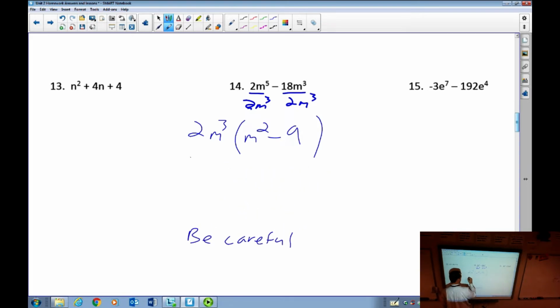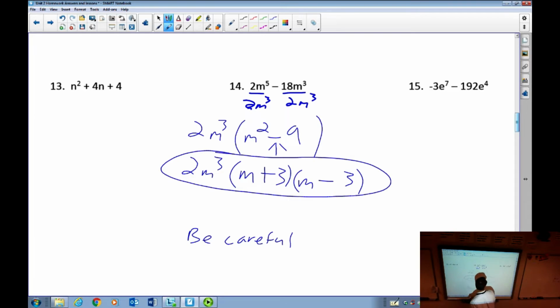So let's see here. So we have 2m cubed, and then we actually have m times m, and the square root of 9 is 3, so perfect square, so 3 times 3. And then no middle term there, so we want one of them to be positive and one of them to be negative. So there's your answer there for number 14. Looks like you can divide by negative 3 to the 4th on both of those. That'll help you there.